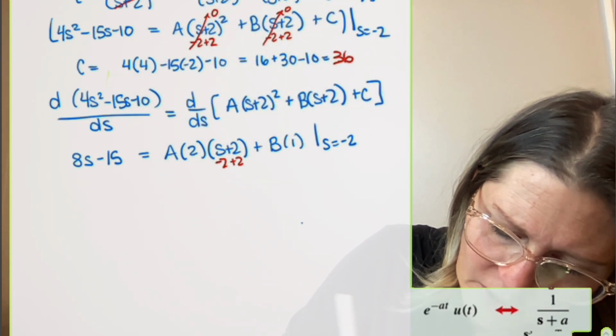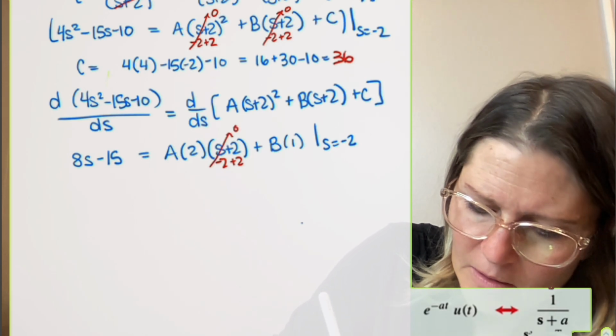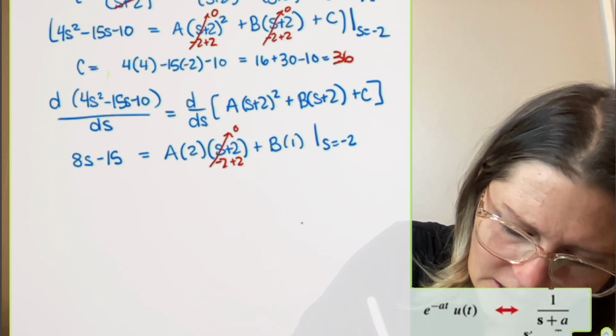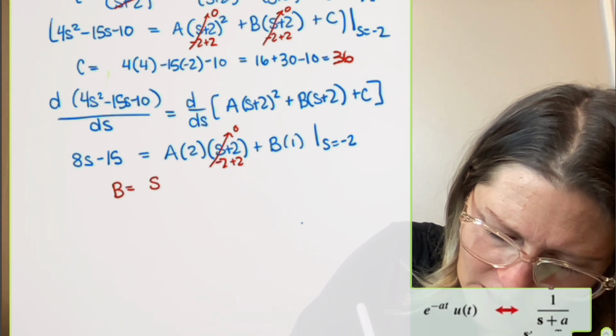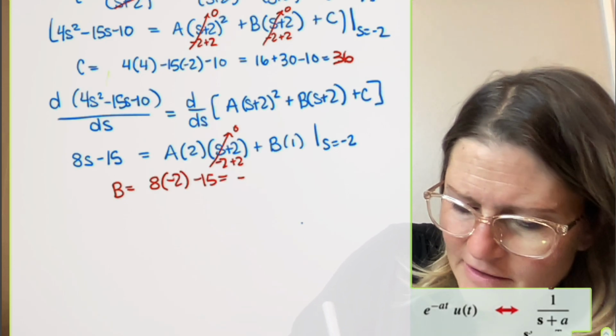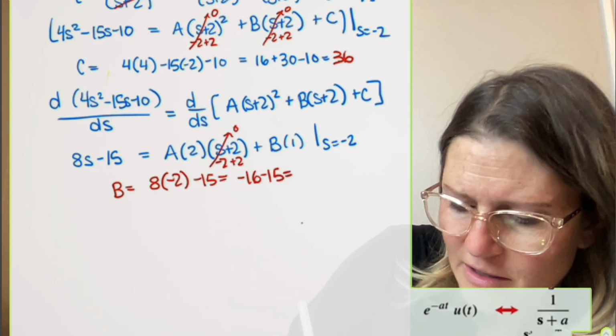So minus 2 plus 2 is going to put this term to 0. And then we get B is equal to 8 times minus 2 minus 15, or minus 16 minus 15, for a minus 31.